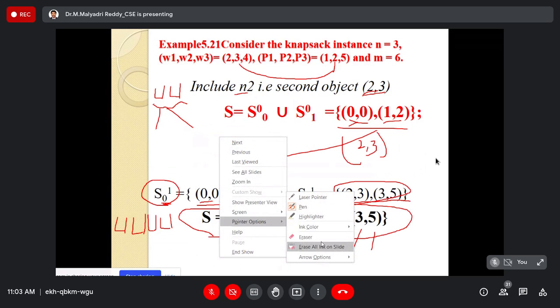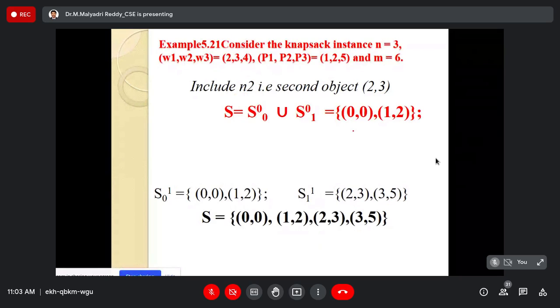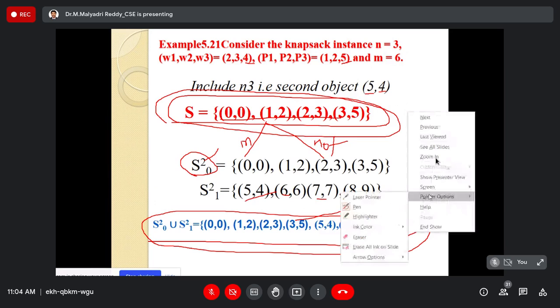On the second object also, I have to perform two operations, including the second object and not including it. So at the end of the second object, I will get a total of four feasible solutions: 0 comma 0, 1 comma 2, 2 comma 3, and 3 comma 5. By combining these four possibilities, I have to choose the third object. At the end of the third object, I will get a total of 8 feasible solutions.